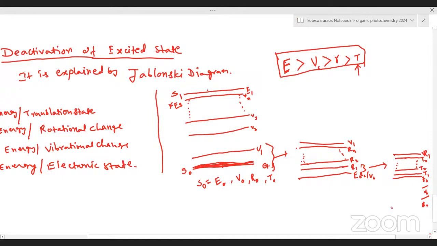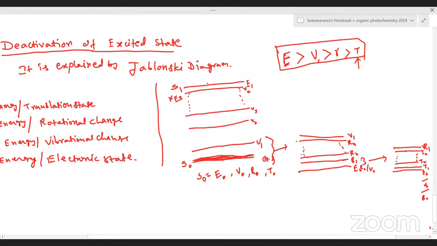Right. Now, these are important to understand the Jablonski diagram. Now, coming to the Jablonski diagram.